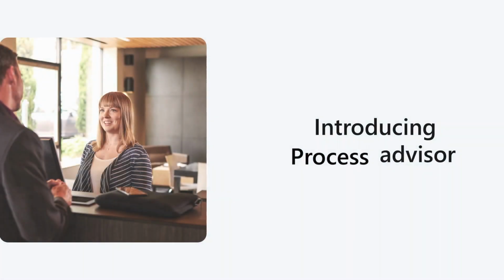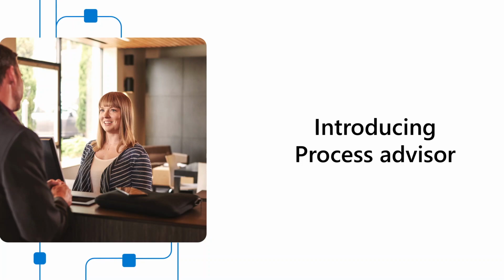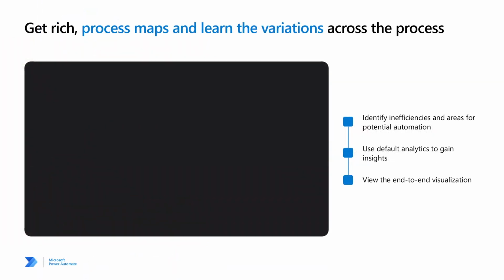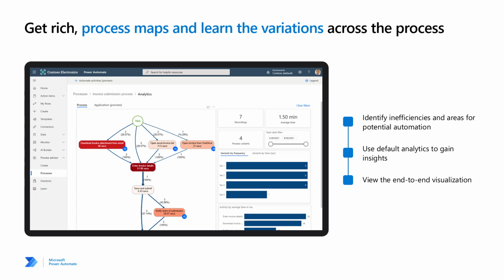So Process Advisor was introduced, I believe it was late 2020, initially with task mining, and recently it's been updated to include process mining in there as well. And you'll understand what those two mean in a short while. The reason why Process Advisor exists is to identify inefficiencies and areas for potential automation. You get these nice analytics based on business processes that you can explore.